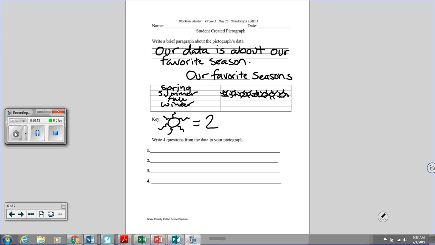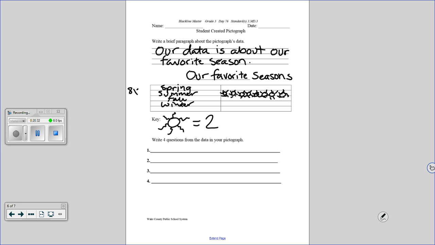Could I write an equation to figure out the total number of votes for summer? What equation can I write to figure out the total amount of votes for summer? Colin? 8 times 2. Yeah, I had 8 suns, and each of those suns are worth 2 votes, equals 16. 16 friends voted for summer.